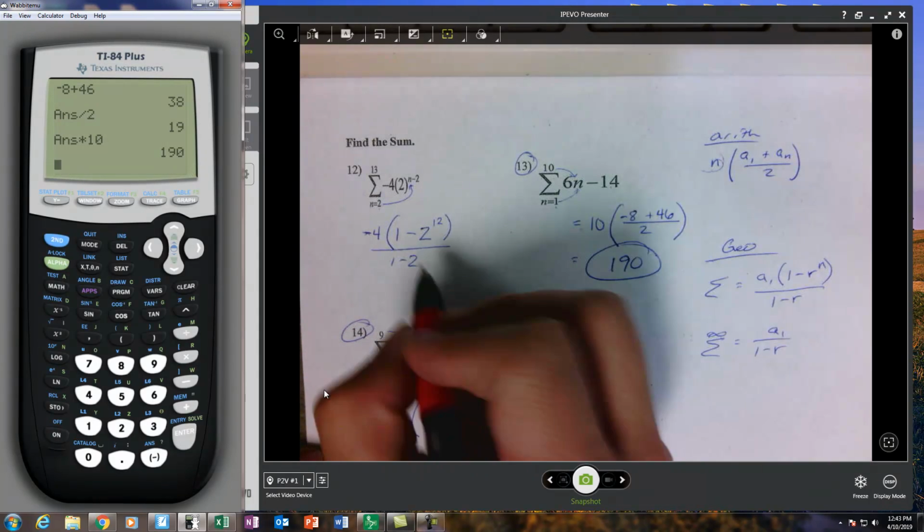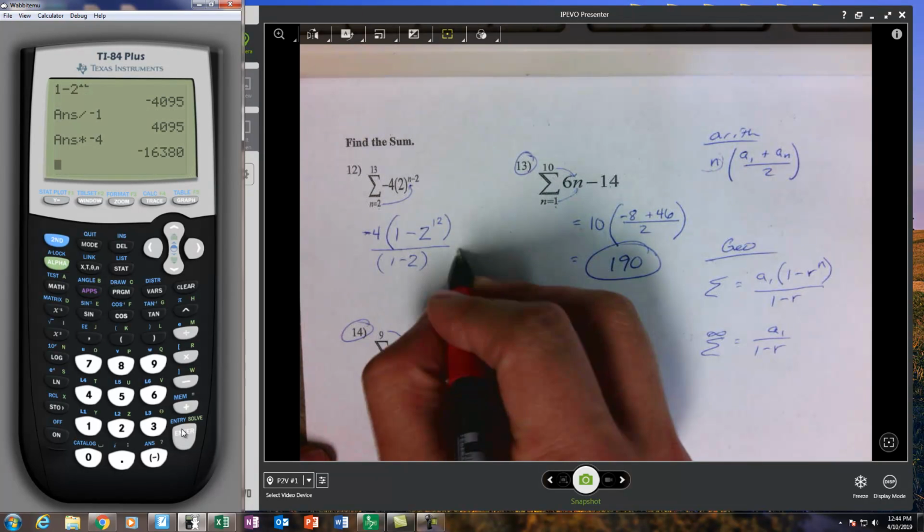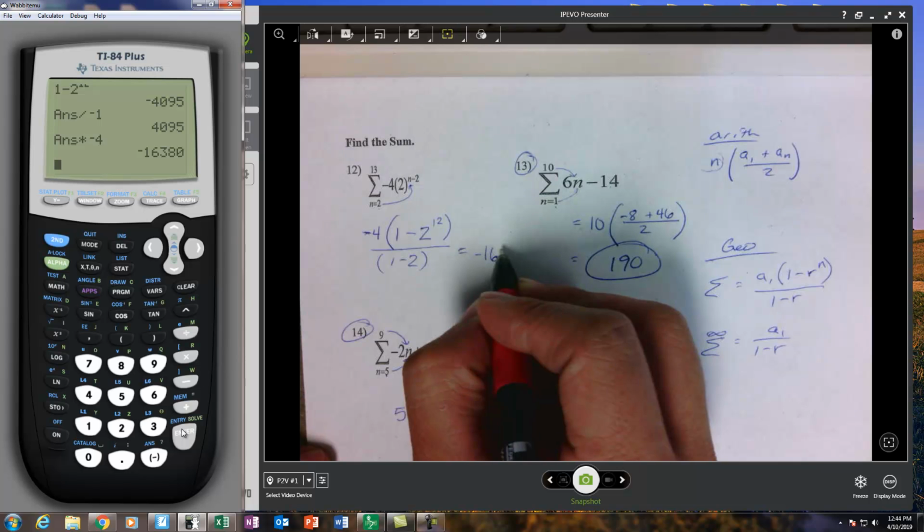Okay, so this is important how we put that in there. I'm going to do 1 minus 2 raised to the 12th. I'm just going to do that part. Now I'm going to divide it by, what is 1 minus 2? Well, 1 minus 2 is negative 1, so I'm going to divide that by negative 1. And then I'm going to times it by negative 4 to get negative 16,380.